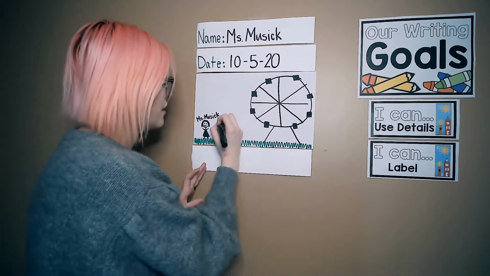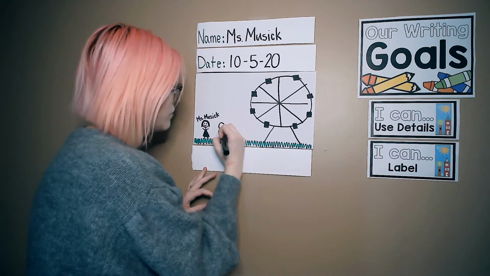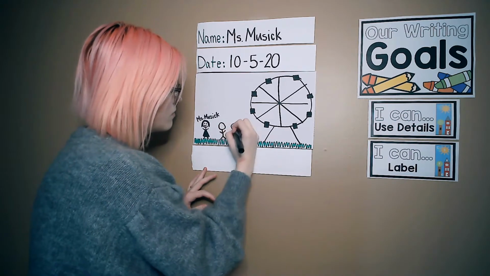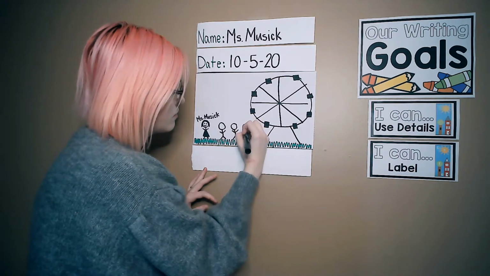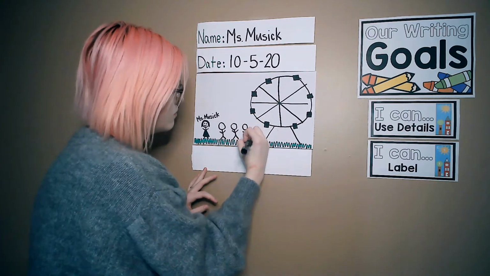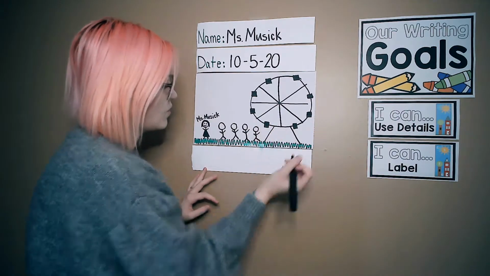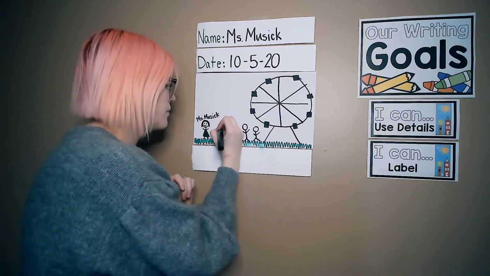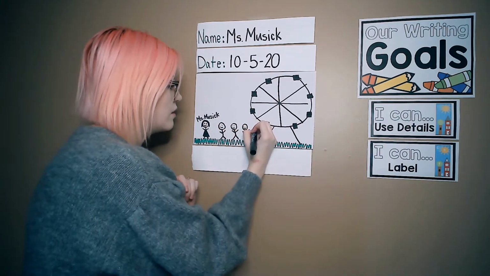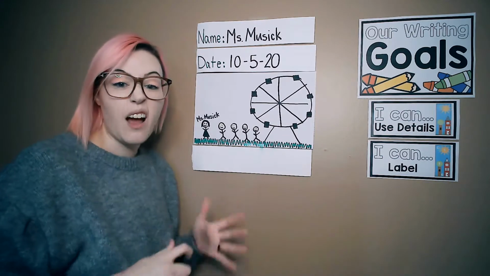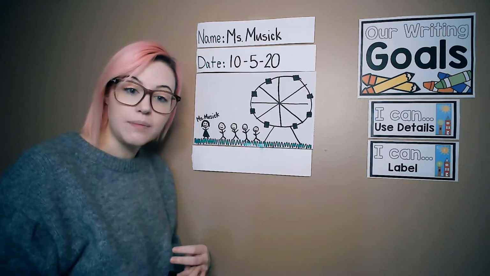Okay, and there was a line. There were a lot of people that wanted to ride. Okay, there was a whole line of people waiting to ride. Okay, so now that I have those details, I can go ahead and start labeling.